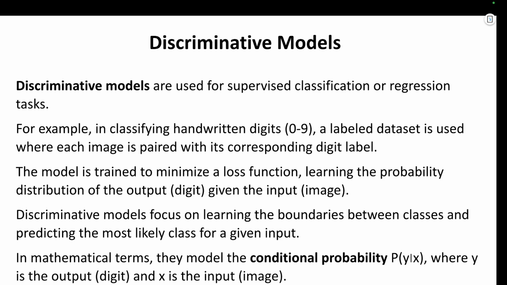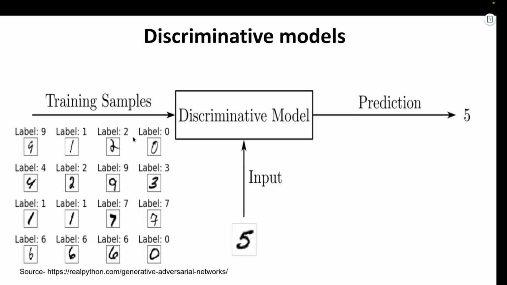Let us consider one example, classifying handwritten digits from 0 to 9 using a labeled dataset, in which each image is paired with its corresponding digit label. The model is trained to minimize the loss function and learn the probability distribution of the output digit given the input. In mathematical terms, the discriminative model learns the conditional probability p of y given x, where y is the output digit and x is the input. Here you can see this is the training sample. The discriminative model accepts the input generated by the generator and classifies it, that is a prediction. Either it will be classified into fake and real, or it will be classified with respect to the label.